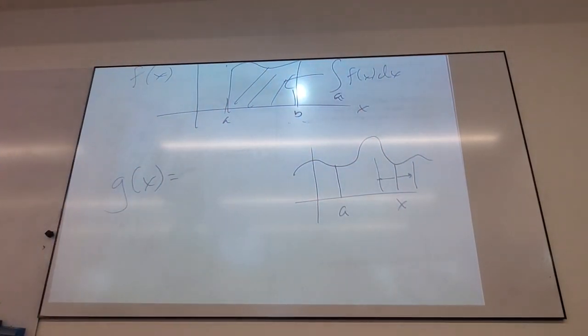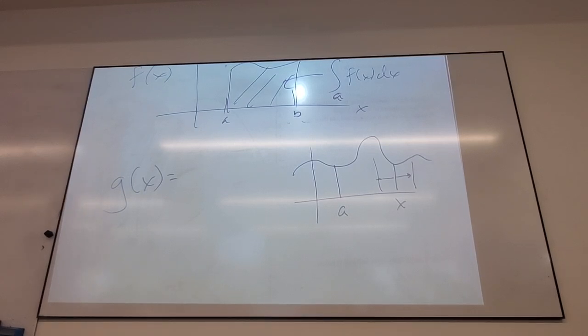This is different. So I want to make a function where I always start from A. But my input, if I put a 3 in, I'm going to go from A to 3. If I put a 4 in, I'm going to go from A to 4. So the answer is going to be the area under the curve from A to whatever I put in. Very often we call this, you're not going to believe this, the area function.